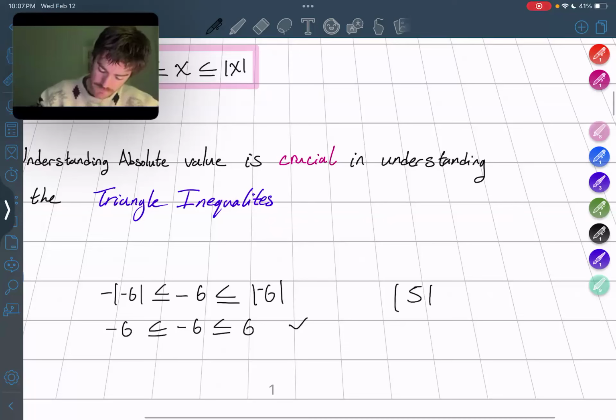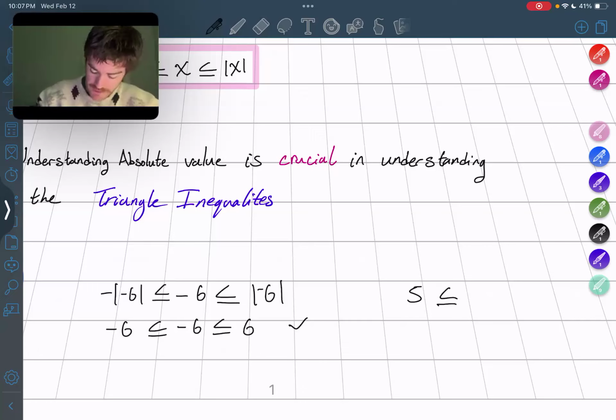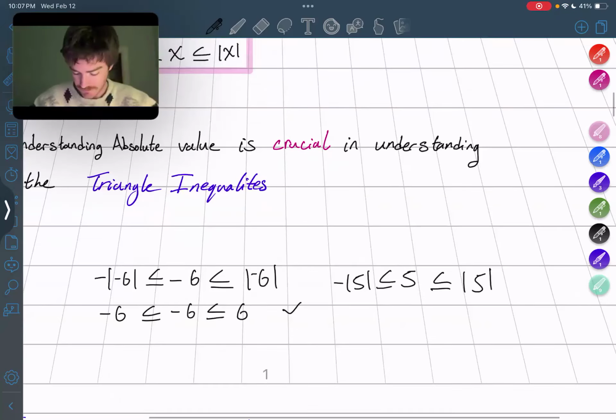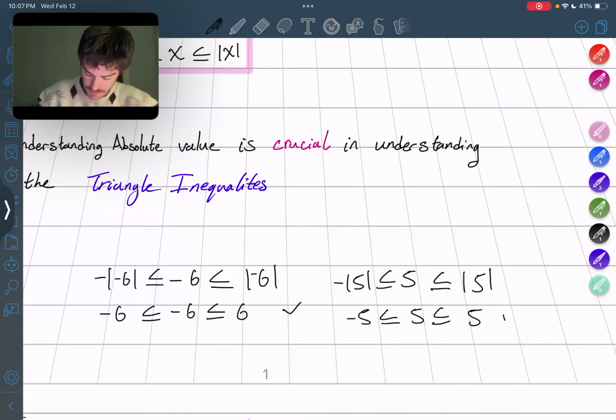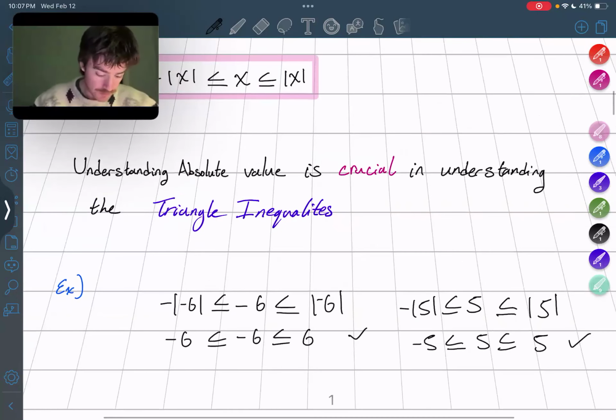We can try another number. Let's try 5. 5 is going to be less than or equal to the absolute value of 5, and it's also going to be greater than or equal to the negative absolute value of 5. This gives us -5. This gives us 5. That holds as well.